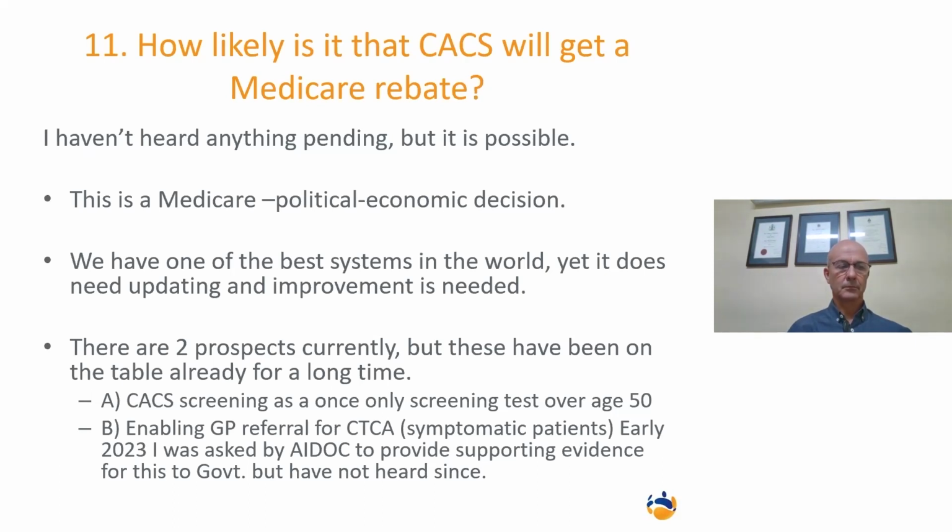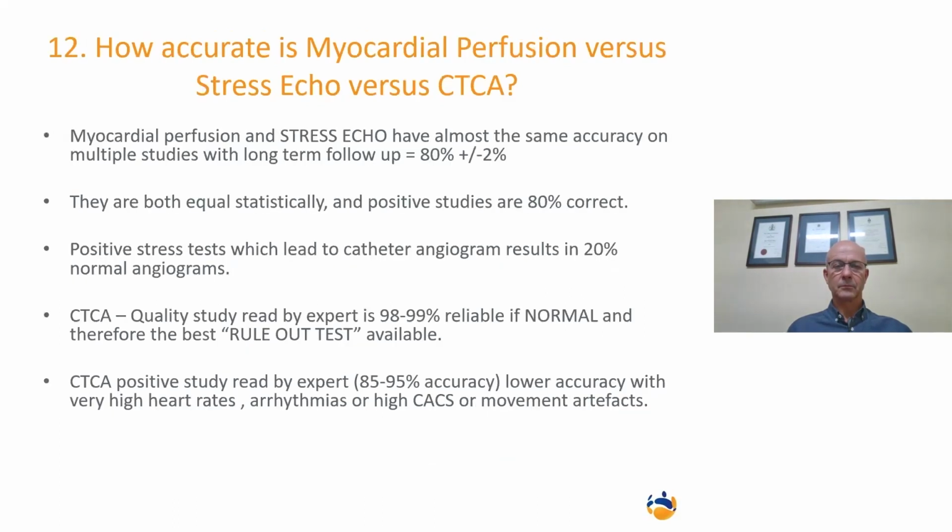There are two prospects currently for Medicare rebate. The one is for calcium scores screening test, and it has been thrown around and discussed for people over the age of 50. And the other one is to enable GPs to refer for the CT coronary angiogram in symptomatic patients, considering the fact that GPs can refer for any other angiography elsewhere in the body, pulmonary angiograms. Why shouldn't they be able to refer for this? I was asked early last year to put some evidence together to support this, and I've done so. I haven't heard since. Unfortunately, the cardiologists are quite resistant to letting GPs take that. I think they don't want to lose control of the patients.